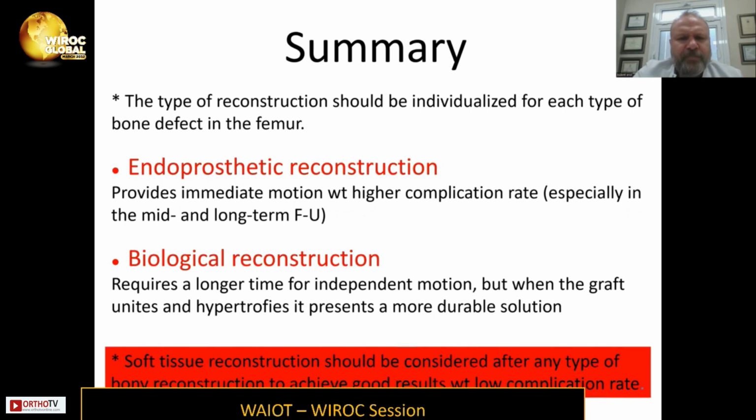in the femur. Endoprosthetic reconstruction provides immediate motion with higher complication rate, especially in mid and long-term follow-up. Biological reconstruction requires a longer time for independent motion, but when the graft unites and hypertrophies, it provides a more durable solution. Soft tissue reconstruction should be considered after any type of bony reconstruction to achieve good results with low complication rates.